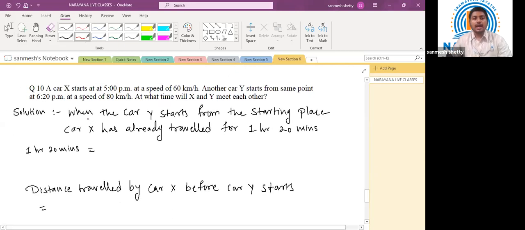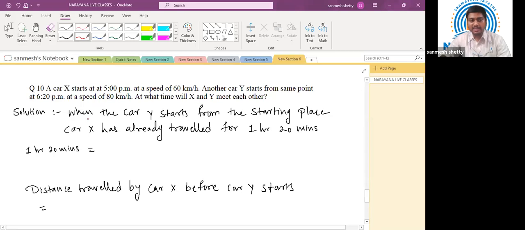Okay. A car X starts at 5 p.m. at a speed of 60 km per hour. Another car Y starts from a point at 6:20 p.m. at a speed of 80 kilometers per hour. At what time will X and Y meet each other?